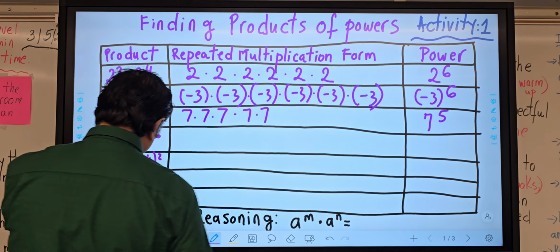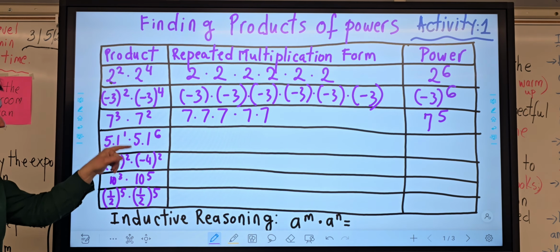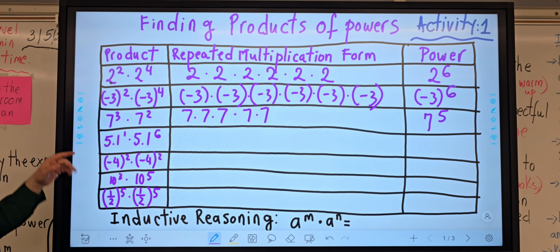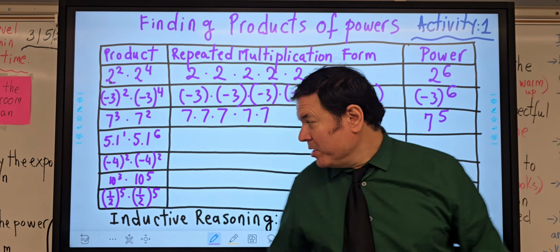I want you guys to do 5.1 to the 1st power times 5.1 to the 6th power. You work on it, and then do the other one. But let me work with you on the last problem there.